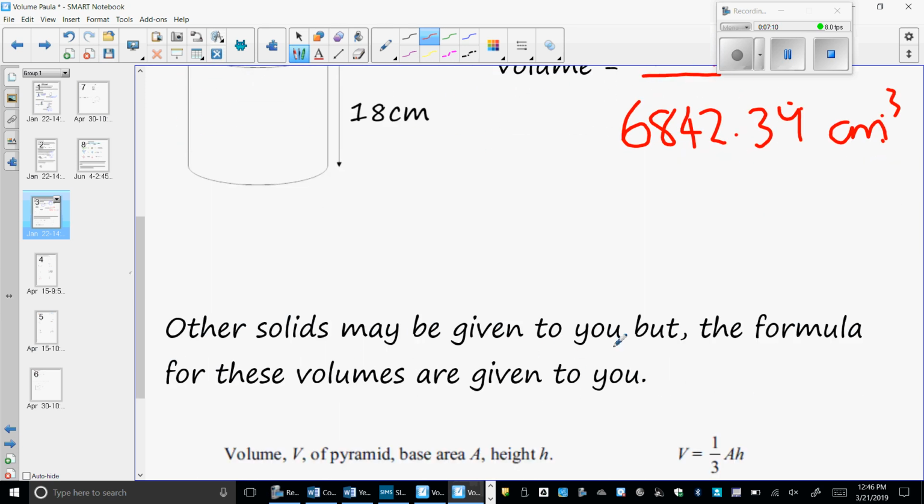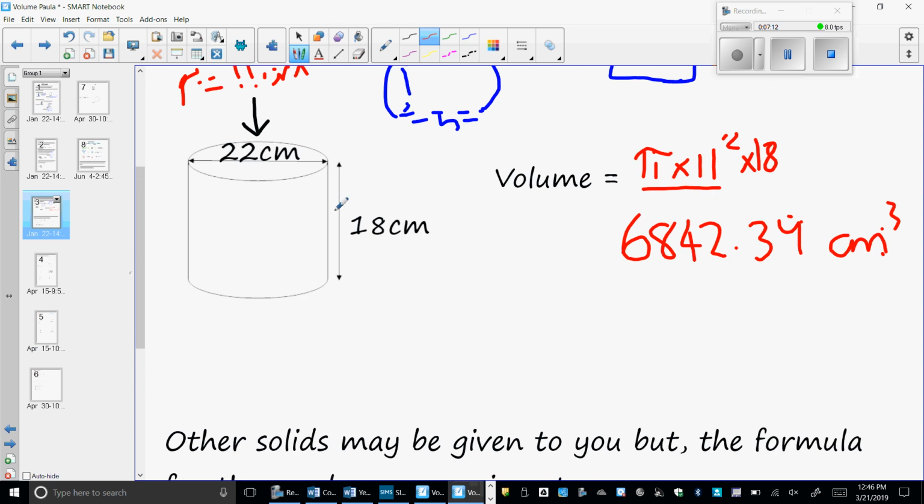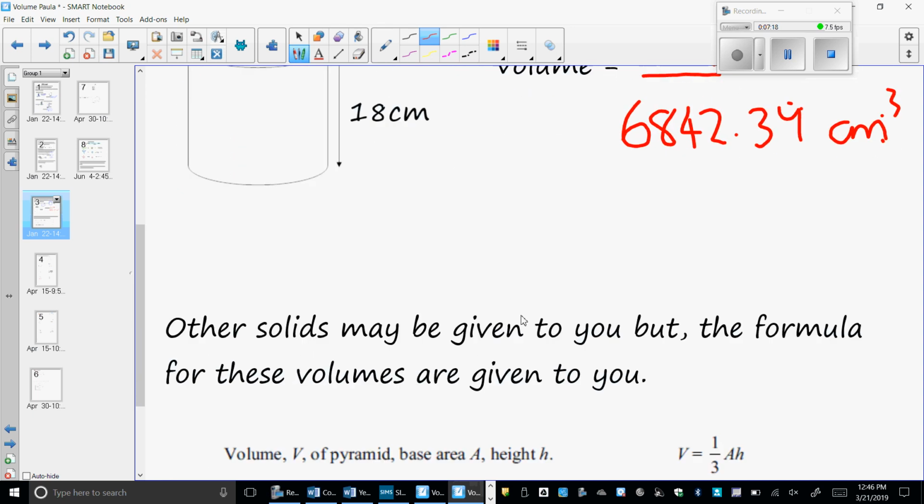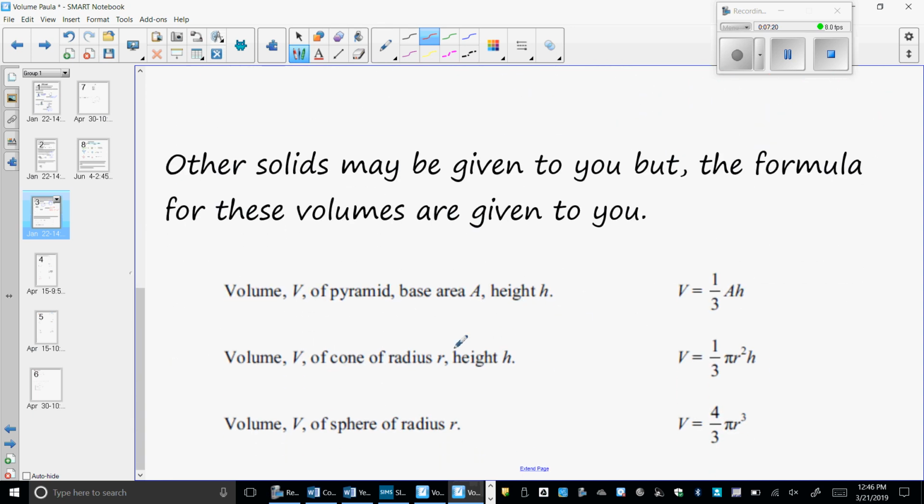Okay, so other solids may be given to you. So you may not have a solid that's a cylinder or a triangular prism, cube or cuboid. But if they do ask you to find the volume of anything else, then they will give you these special formulae.